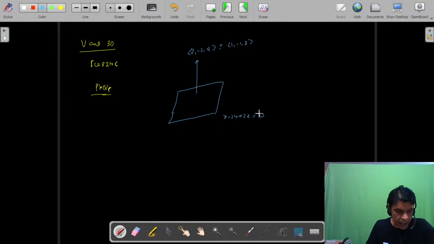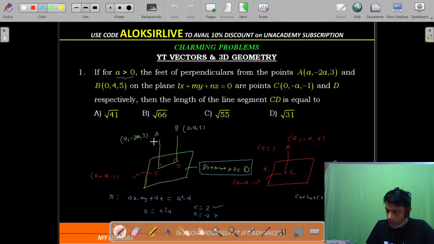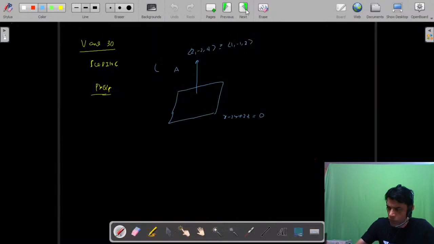L, M, N could be anything, right? So we don't care about that. Now we have got this normal. This point A is now known, because a is known. So point A was a, minus 2a, 3. So you get 2, negative 4 and 3.